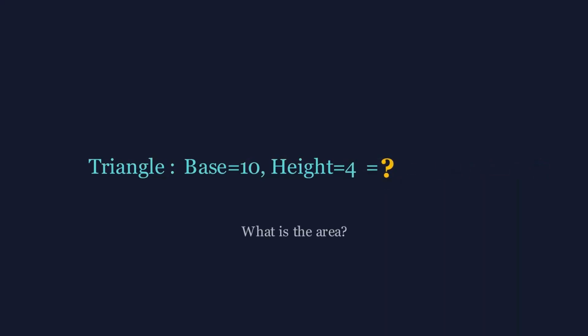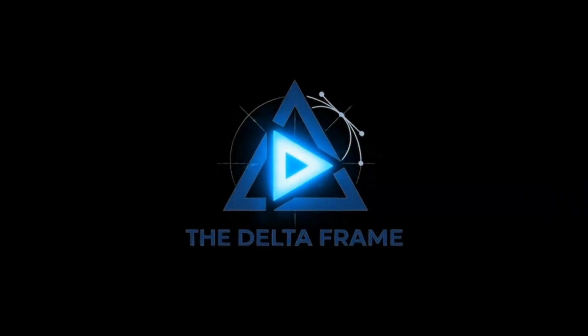Triangle, base 10, height 4, half times 40 equals 20 again. Two completely different triangles, same area, because only base and height matter.